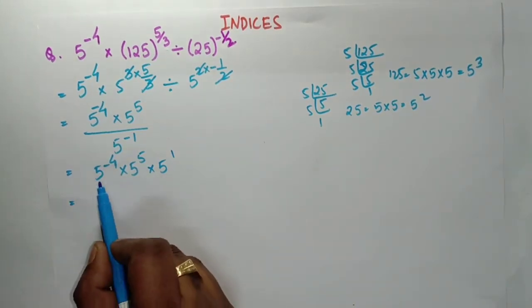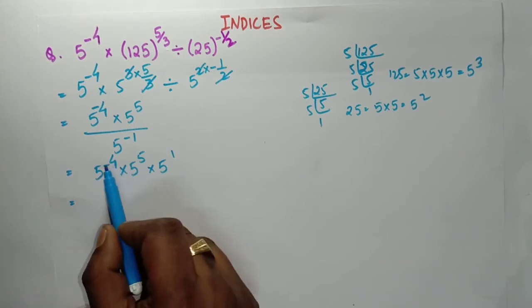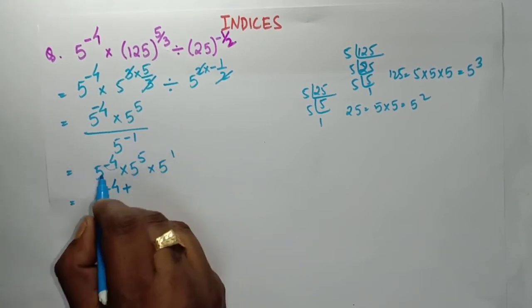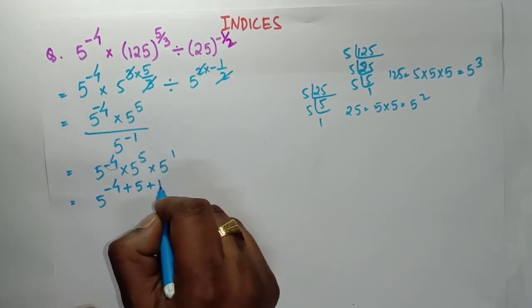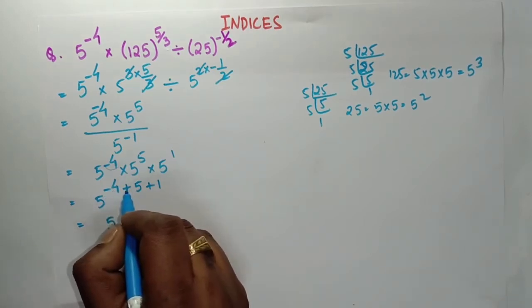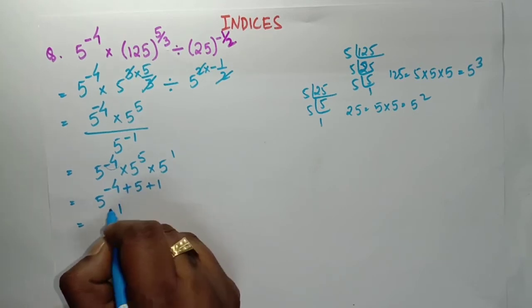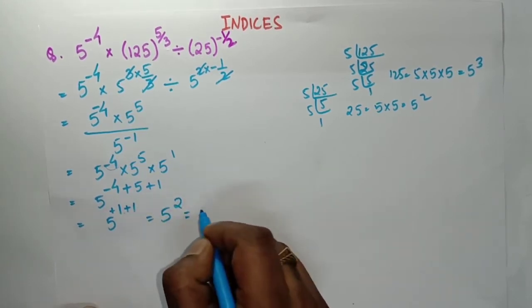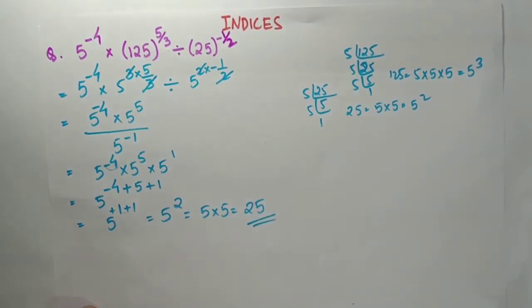Now you can see here the bases are same. We have already done the rule: if the bases are same, the powers should be added. So that means 5 to the power minus 4 plus 5 plus 1. How much will it be? Minus 4 plus 5 is 1, since the 5 is bigger, so it will be plus 1, plus 1. So I'll get 5 to the power 2. 5 square means 5 into 5, which is 25. So I got this answer.